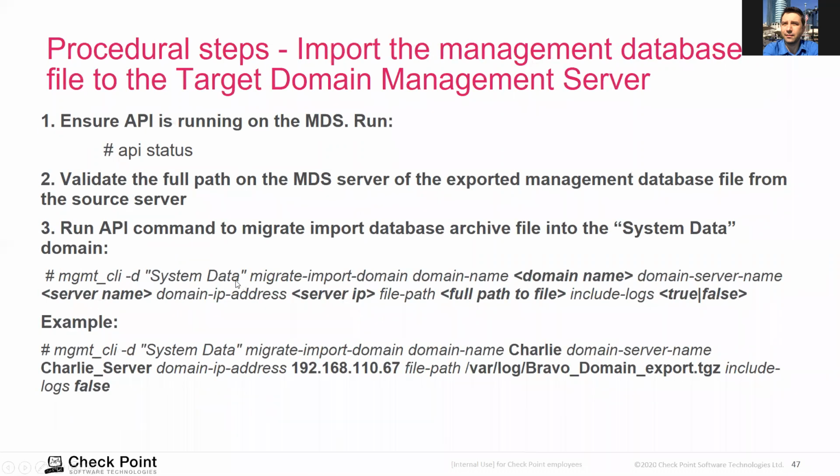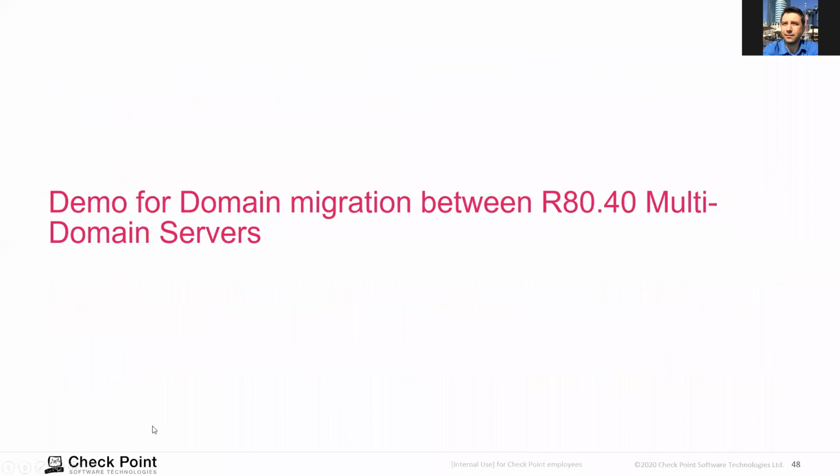This is an example where I'm trying to import the management database into the target MDS, again making sure the API status is fine. What I exported from MDS1 goes into the target MDS, which is MDS2. I will define the new domain on the target MDS. I call it Charlie. The domain server name in this example is Charlie server, and I'm providing the IP address of the new one and also the export file. And again, whether I want to include the logs or not. And I'm going to run the demo.